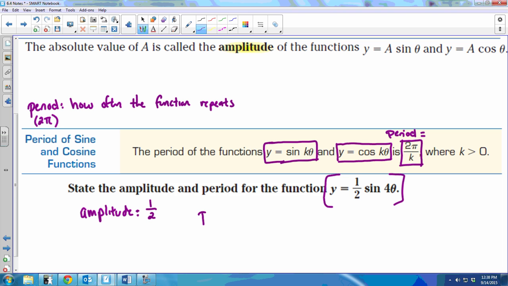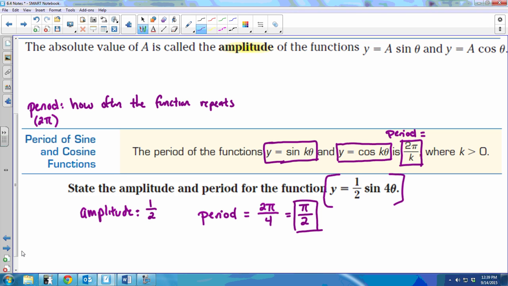How am I going to figure out the period? We're just going to do 2 pi divided by 4. Right? It's just the number in front of the theta. So 2 pi over 4, what does that reduce down to? Pi over 2. So the period is pi over 2. Any questions about how I found the amplitude or the period from the function? No? Maybe, yes, no? All right. So if you can do that, you can do learning target 10.